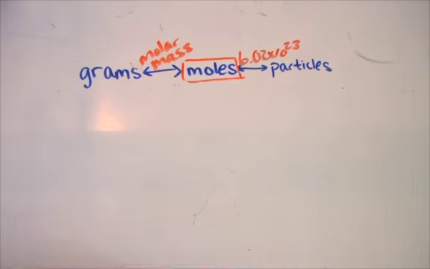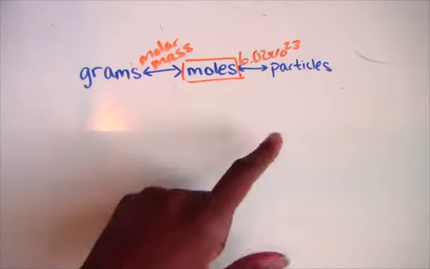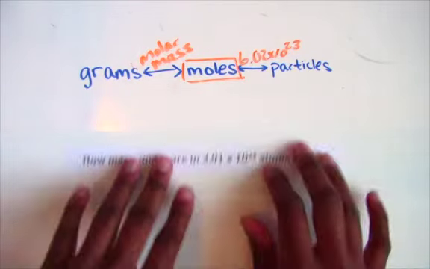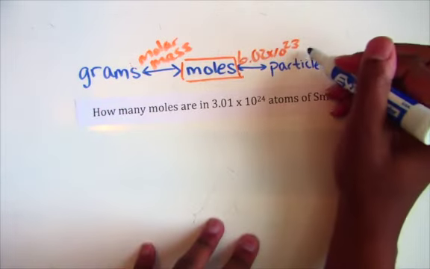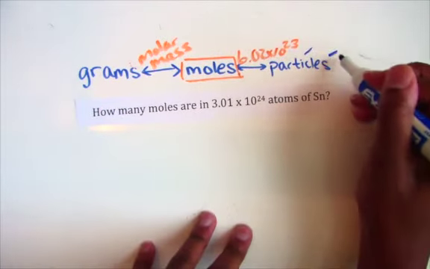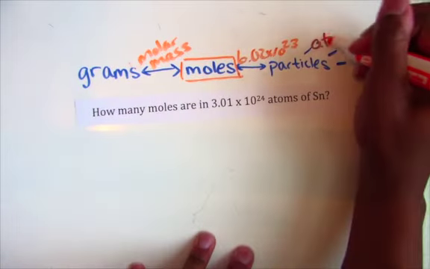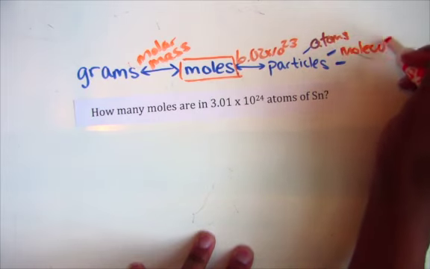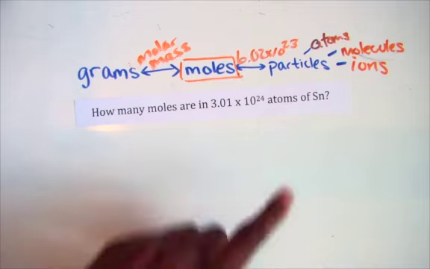Okay, here we go. So now we're going to talk about going from moles to particles and also particles to moles. Okay, so here's our first problem. And remember that particles, I'm going to put this here too so we remember, particles can be three things. They can be atoms, molecules, and ions. Okay, in this case, it's an atom.